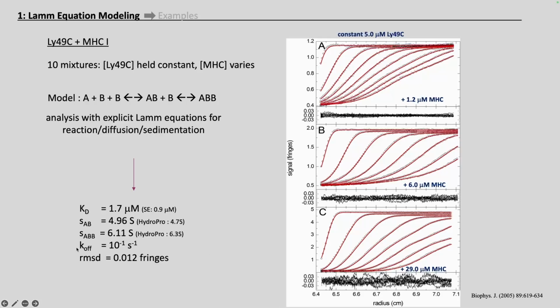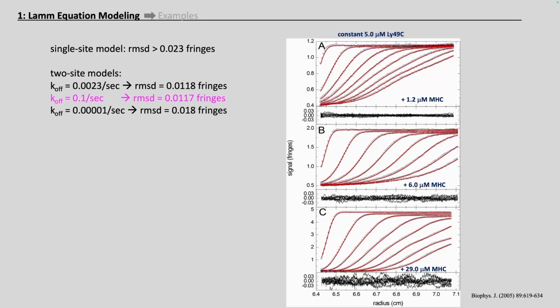The KD was 1.7 micromolar, which is close to what we obtained from sedimentation equilibrium. And the sedimentation coefficients make sense based on hydrodynamic modeling with HydroPro. The RMSD is very nice, 12 millifringes. Now the K-off was pretty fast, 0.1 per second at the best fit estimate.